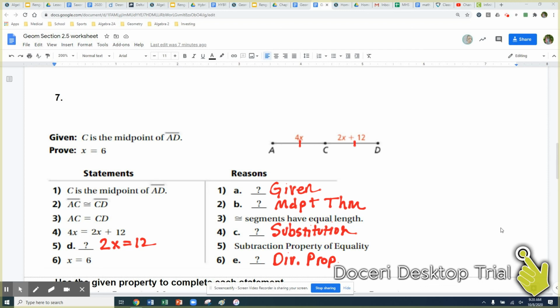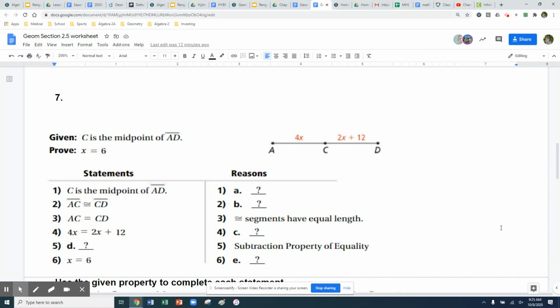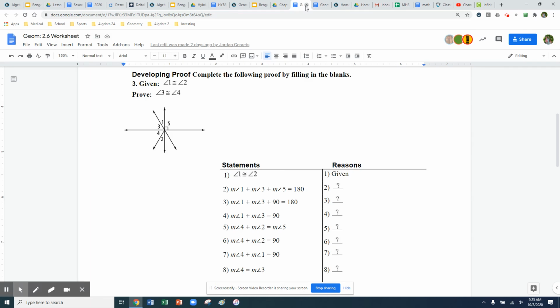All right. Then we're going to look at our first kind of major geometric proof on today's worksheet, which is 2.6. And this is an 8-step proof that we're taking a look at. So I'll let you take a second, get that out.